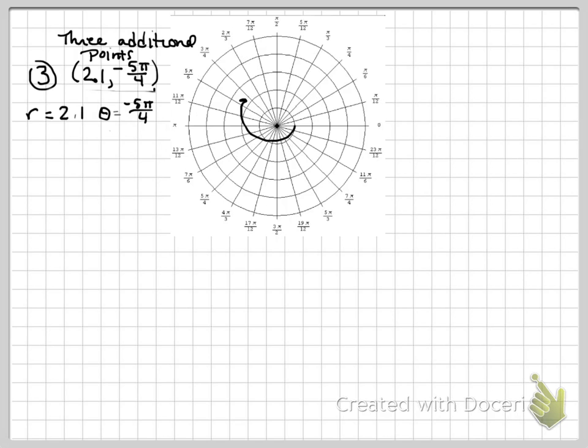So one of my first points I can write is 2.1, 3 pi over 4. Okay. Now, I can do one of two things. I can go around clockwise, or I can go counterclockwise. Doesn't matter. If I go counterclockwise, I'm going to add 2 pi to 3 pi over 4, and I end up at 11 pi over 4.